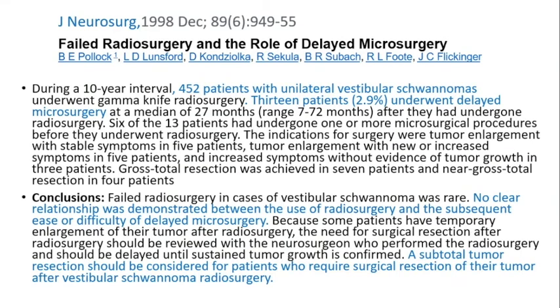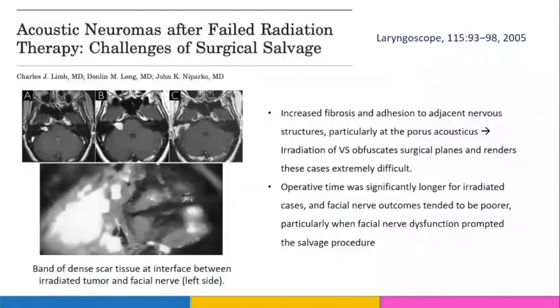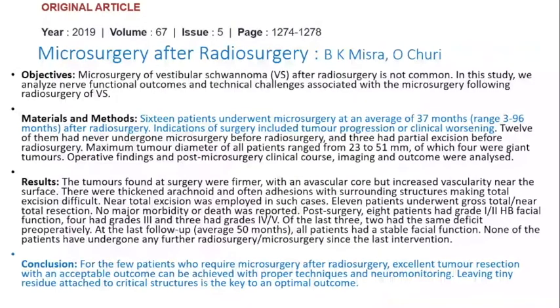There is one report from Pollock's group where they have shown 14 cases, and recently Dr. Mishra has reported 13 cases. Microsurgery is not very difficult. I have personal experience of about 3 patients, and in these patients, we usually try to do a decompression rather than trying to go for a complete excision.